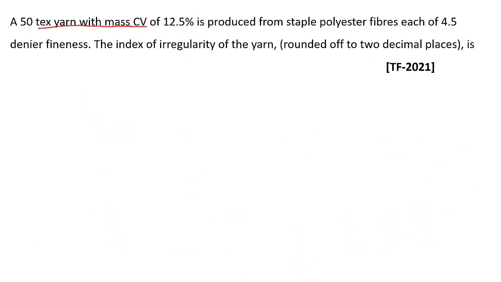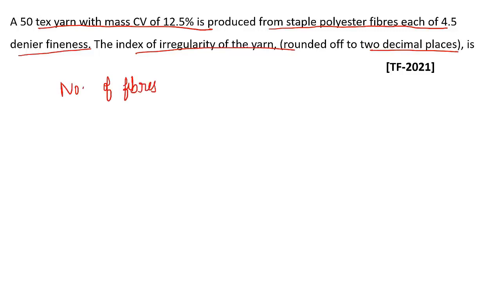A 50 tex yarn with mass CV of 12.5% is produced from staple polyester fibers, each of 4.5 denier fineness. The index of irregularity of the yarn, rounded off to 2 decimal places, is? So you have to calculate the index of irregularity. Index of irregularity is CV mass percent upon under root of n, where n is the number of fibers. So just calculate the number of fibers. Number of fibers is yarn tex upon fiber tex.